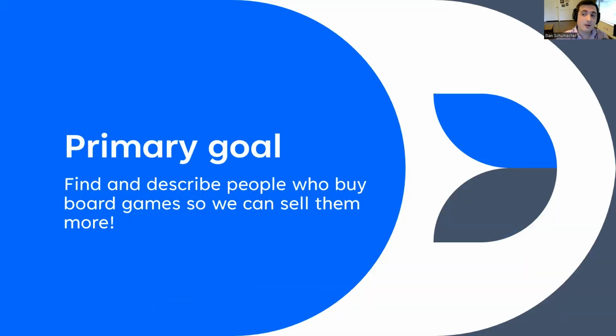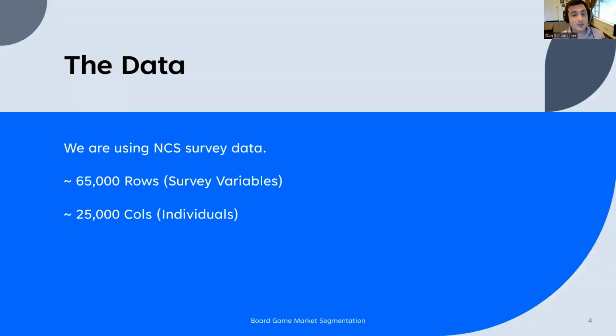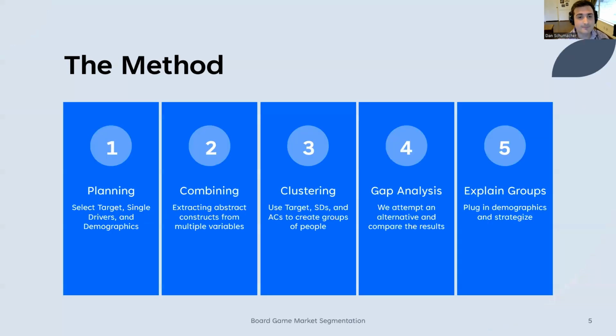Our primary goal of market segmentation is to find and describe people who buy board games so that we can sell them more board games. It's a win-win for everybody. The data that we'll be using is an NCS survey that contains 65,000 rows and 25,000 columns, where the rows are the survey variables and the columns are the individuals responding to the survey. Lots of cool stuff to look at here.